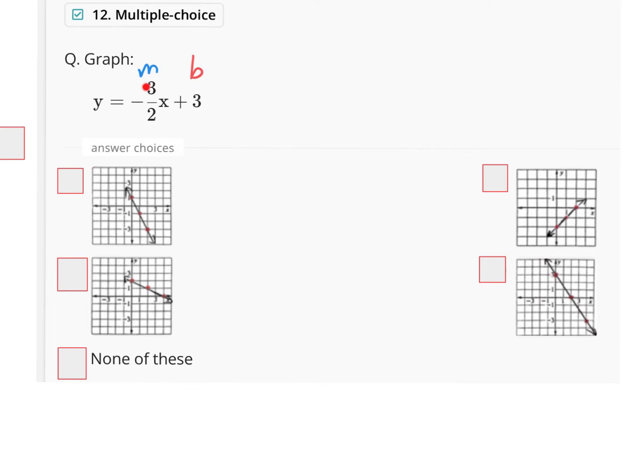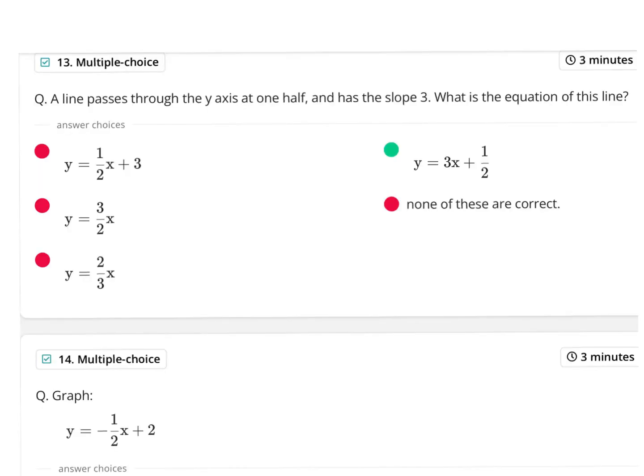We now need to check the slope. From this point, the value of 3, does it go down 3 over 2? Yes, it does. 1, 2, 3 over 2. So this is the correct answer. They want us to select the correct equation that has this description. And it does say that a line passes through the y-axis at 1/2.